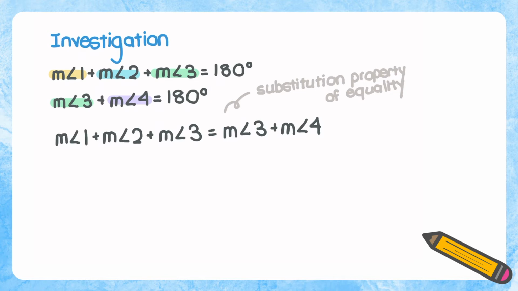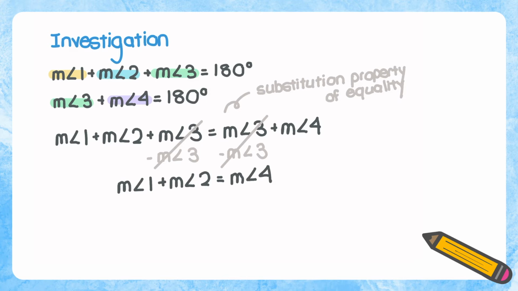Now let's subtract the measure of angle 3 from both sides. Notice how this is a common angle on both sides of the equation. So we can cancel them out, and we're left with the measure of angle 1 plus the measure of angle 2 equaling the measure of angle 4. But what exactly does this mean?